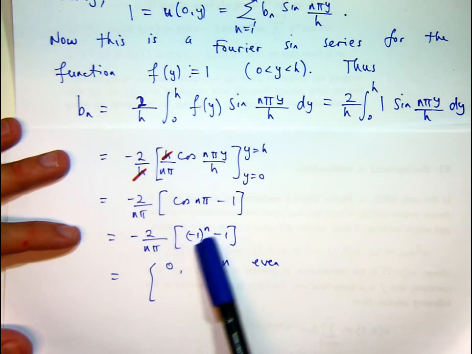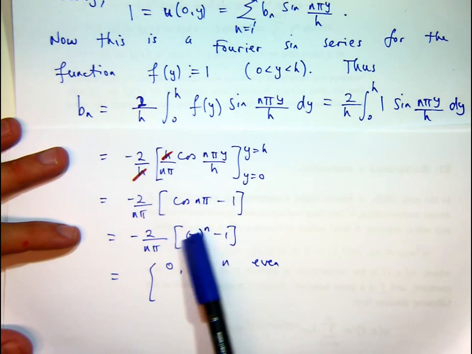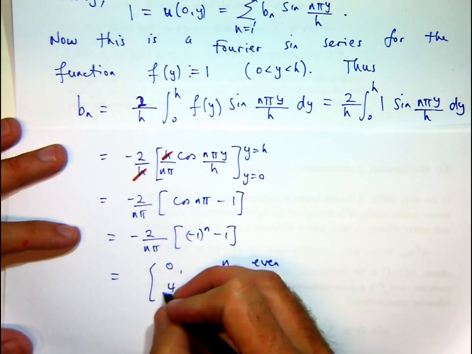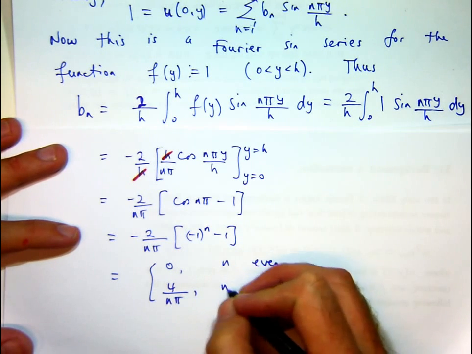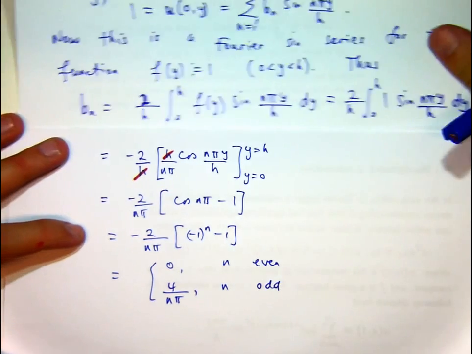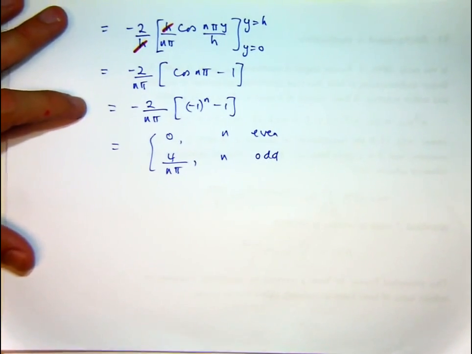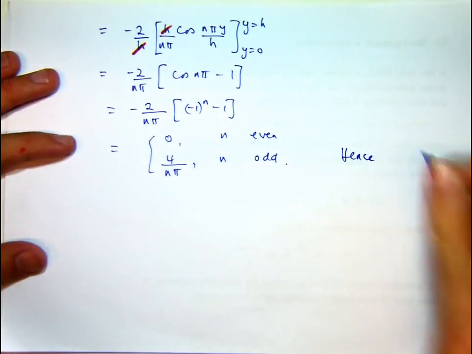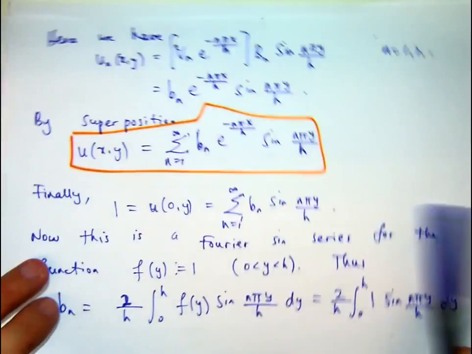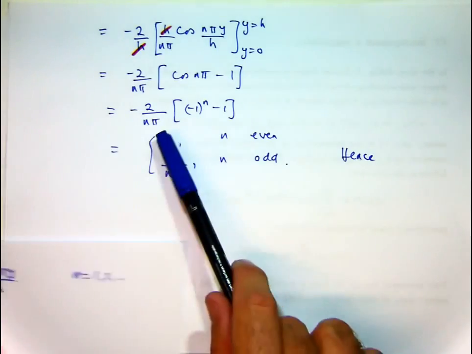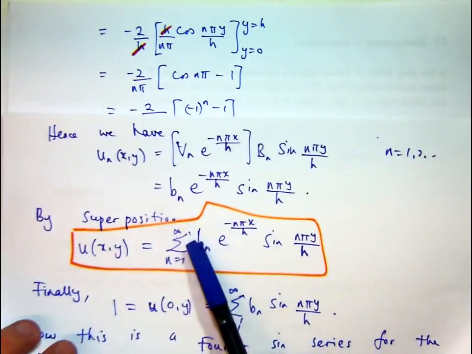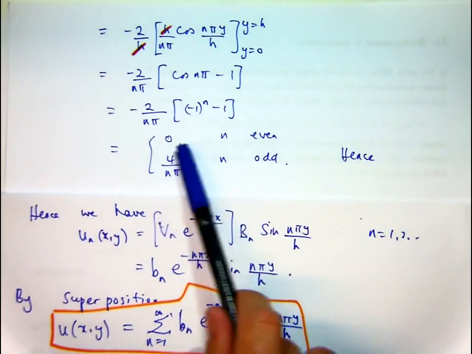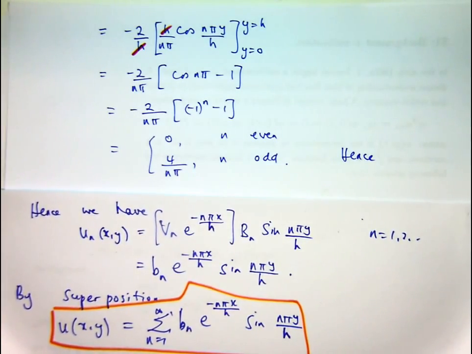And if n's odd, this will be minus 1, and in the square bracket will be minus 1 minus 1, which is negative 2. So the whole thing will be 4 on n pi, for n odd. Okay, so now we've calculated the b sub n's. The b sub n's are 0 when the subscript n is even, and if n's odd, it's 4 on n pi.